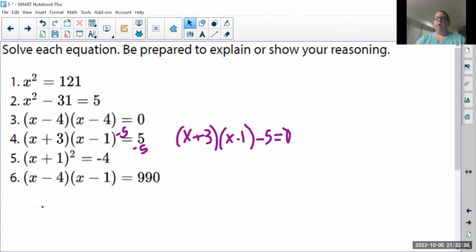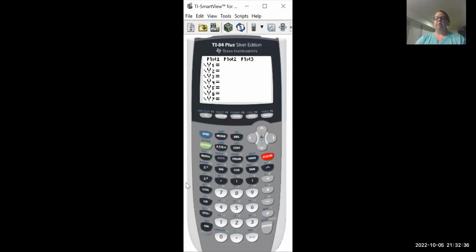So I'm going to go now to my calculator and show you all the steps you do there. The first thing you have to do is plug this into your y equals. So y equals is up here, and you're going to plug in the equation x plus 3, using this x up here, close the parentheses, and x minus 1, and then minus 5. So you're just writing the whole thing into the calculator.